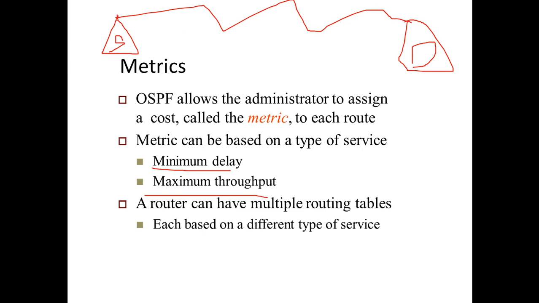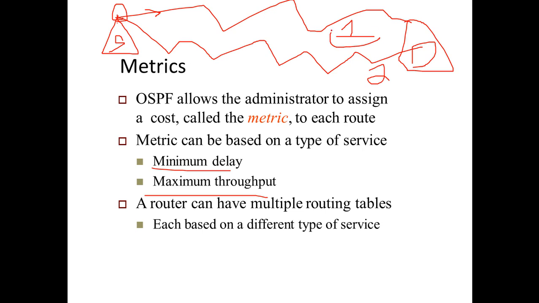Let's say when you go from this point to the destination using this path, it will take 1 second. And if you go from this other path, it will take 2 seconds. So the router placed over here, which is responsible for forwarding the packet, will always forward the packet on this path, because the time required is minimum. So this is the kind of metric we just discussed.